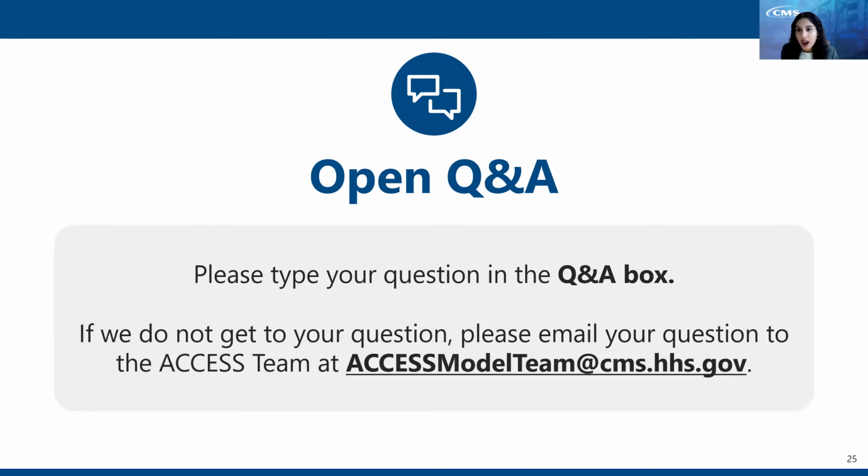The first is, how often can I bill the CMP, or the co-management payment? That's a great question. A physician, a PCP, a referring provider could bill up to 3 times per 12-month care period per patient per ACCESS track. And that's important because if a patient is enrolled in multiple tracks and you perform those distinct coordination activities for each track, you could bill separately for each track.